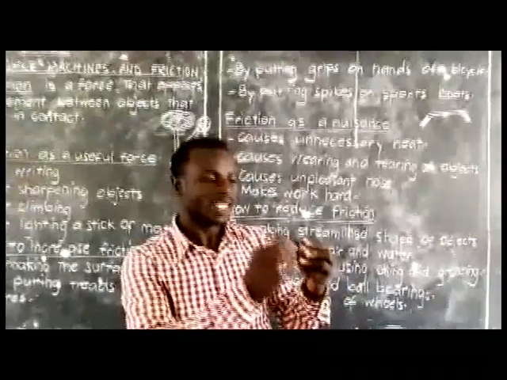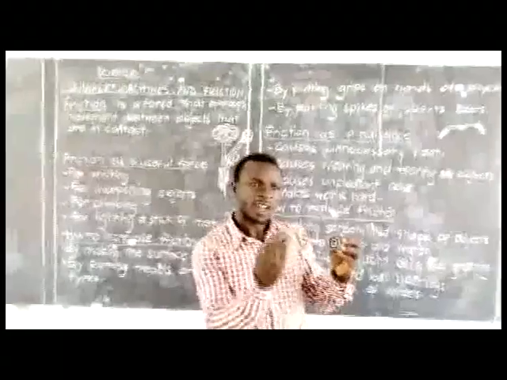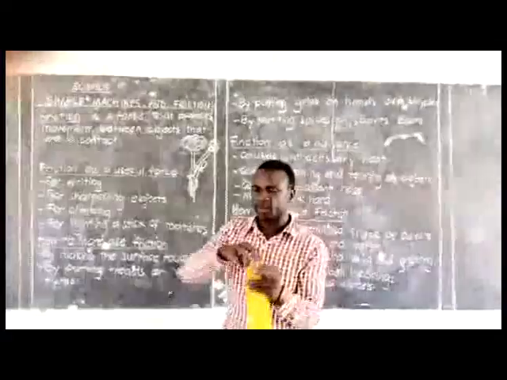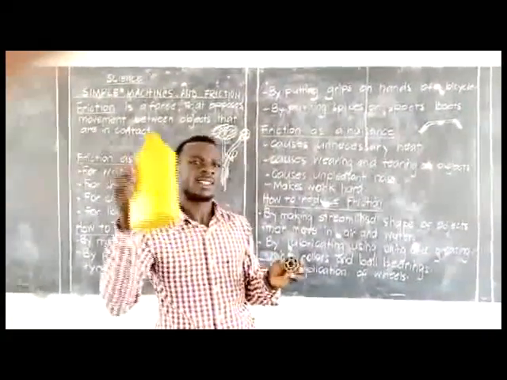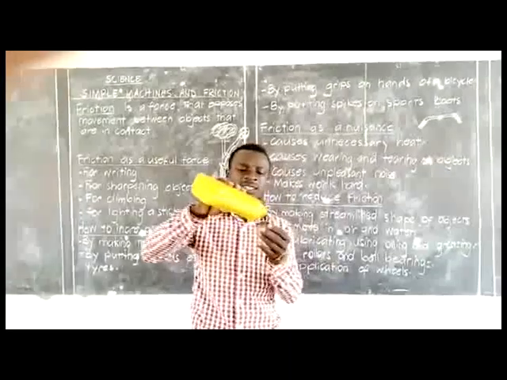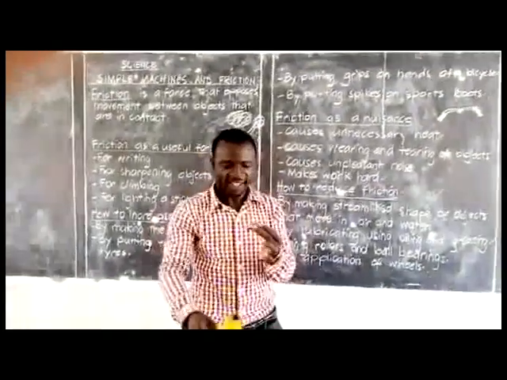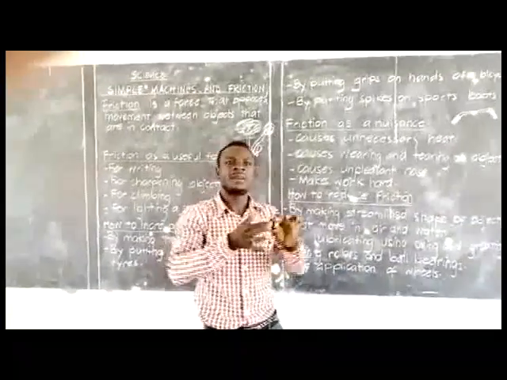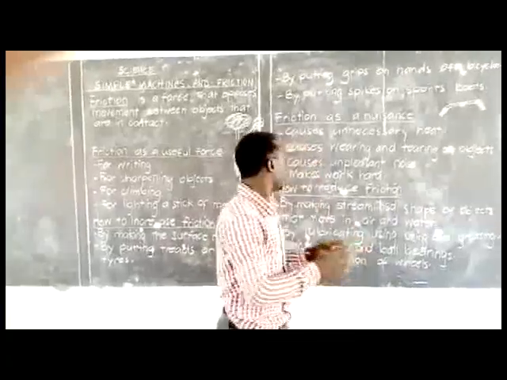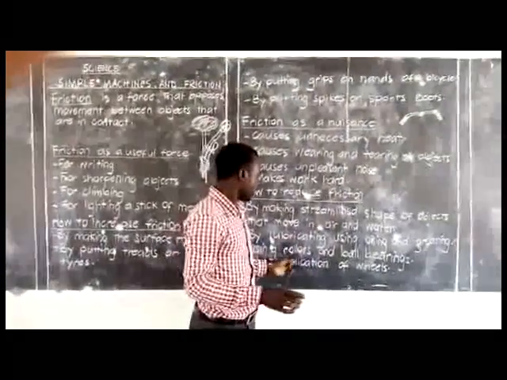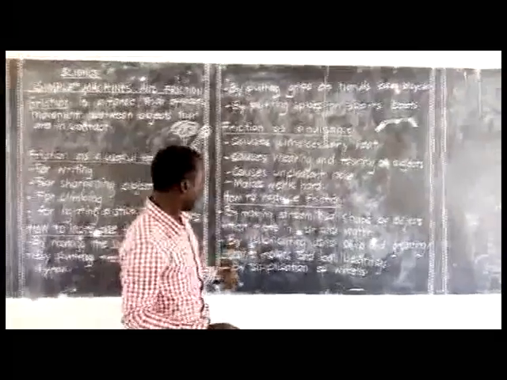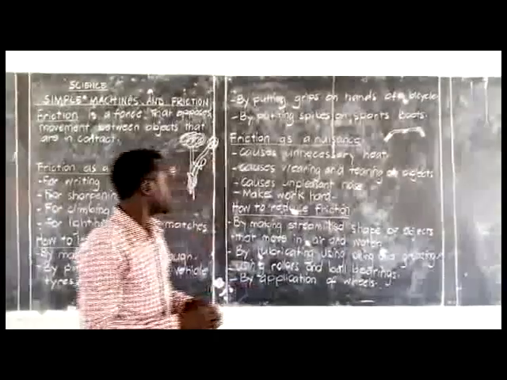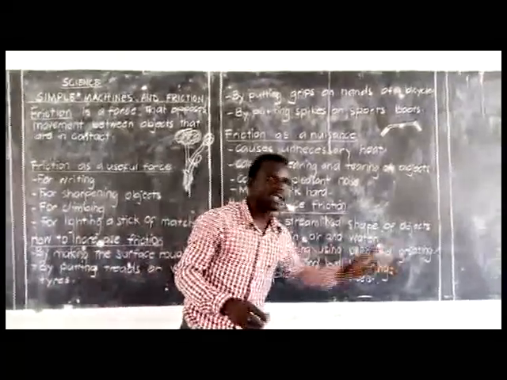If this becomes harder, what happens is that, once it dries, work becomes hard. So what we do is we get a grease, or we get an oil and pour it. Once it smoothens this surface, it makes work simple. So friction can be reduced by oiling and greasing.